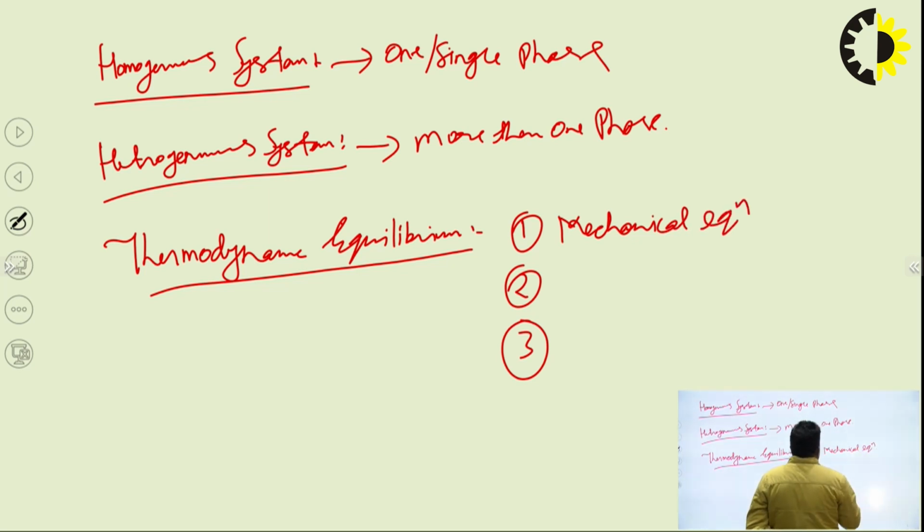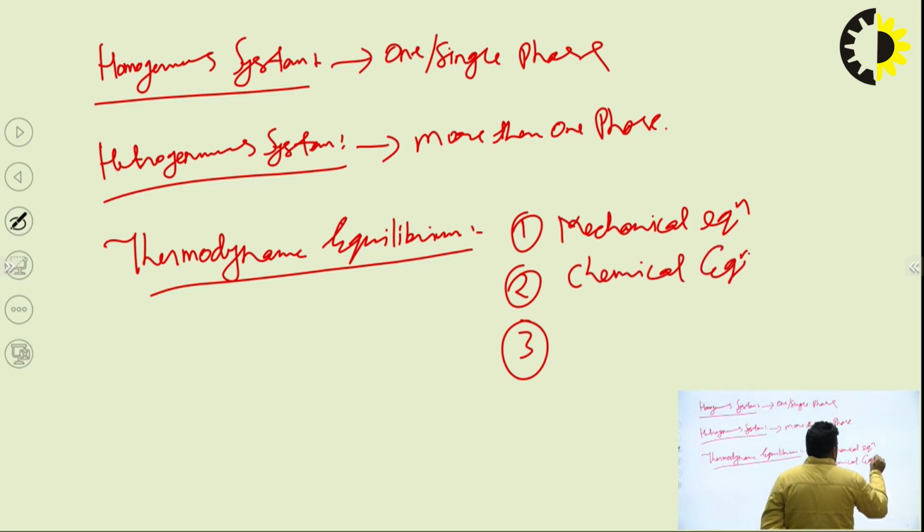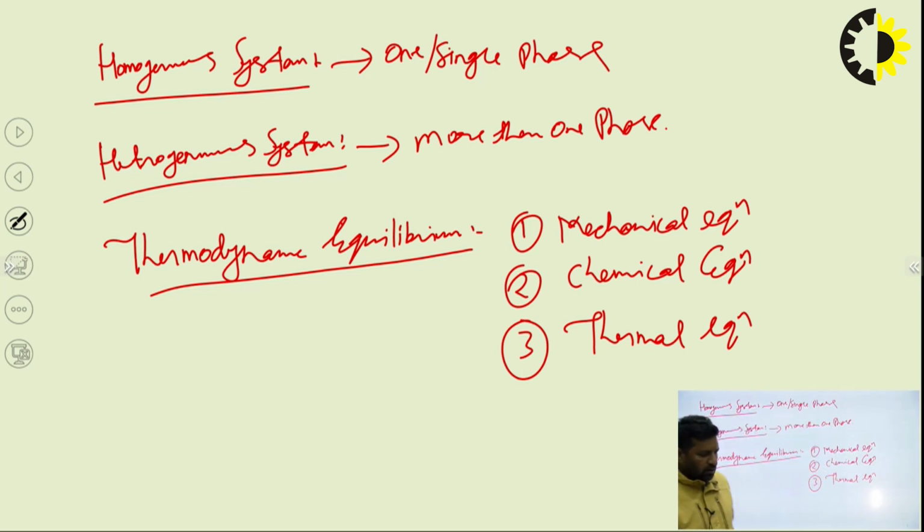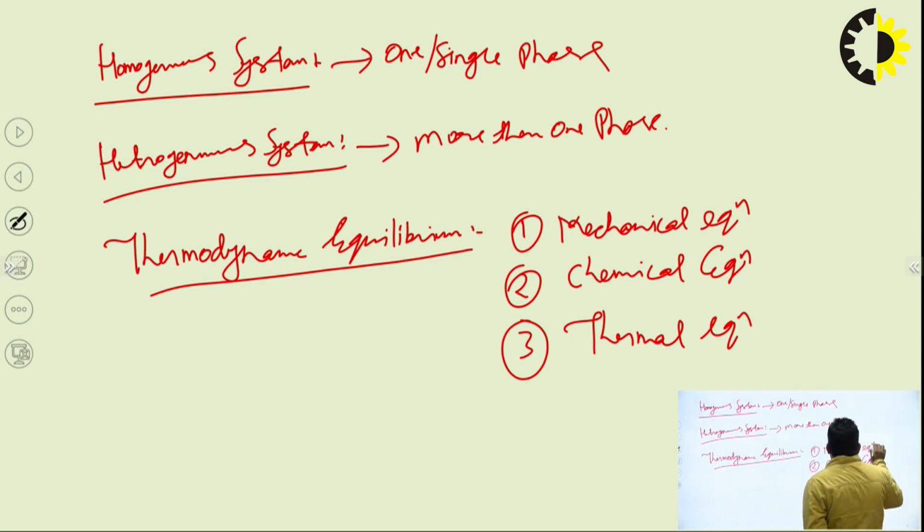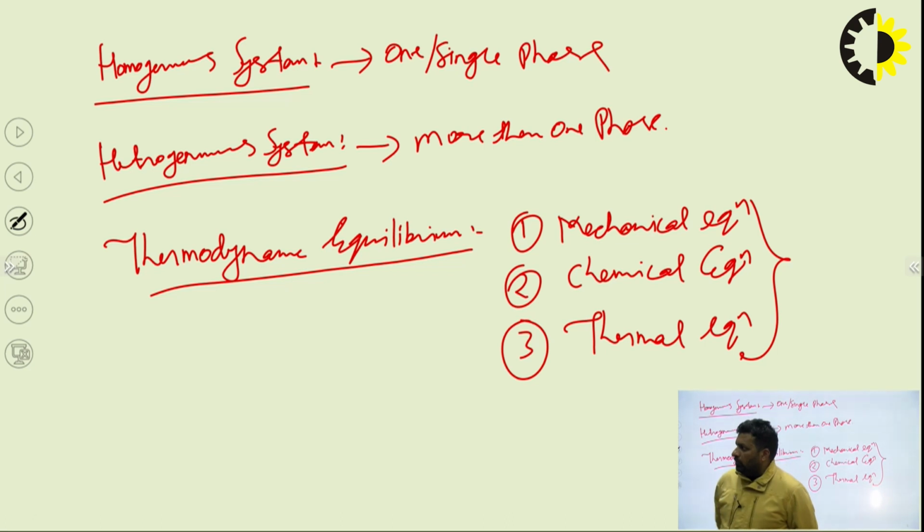Mechanical equilibrium, chemical equilibrium, and thermal equilibrium. So a system will be called thermodynamic equilibrium which follows all three equilibria: mechanical, chemical, and thermal. Mechanical equilibrium means there is no unbalanced force. Chemical equilibrium means there should be no chemical reaction, and thermal equilibrium means the system must be in thermal equilibrium. Then we can say the whole system is in thermodynamic equilibrium.